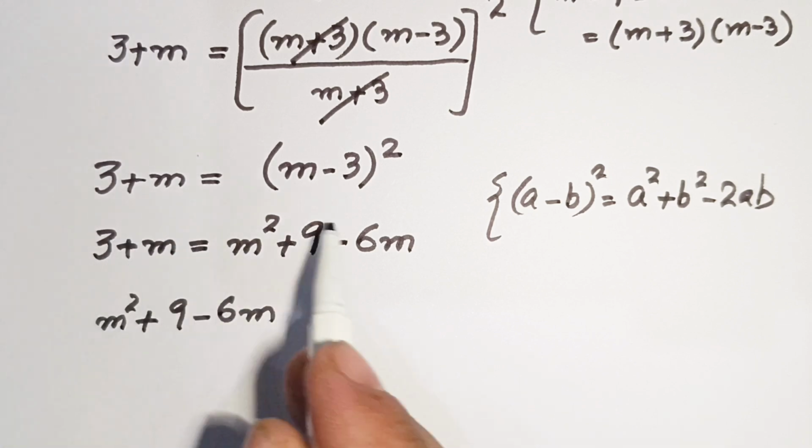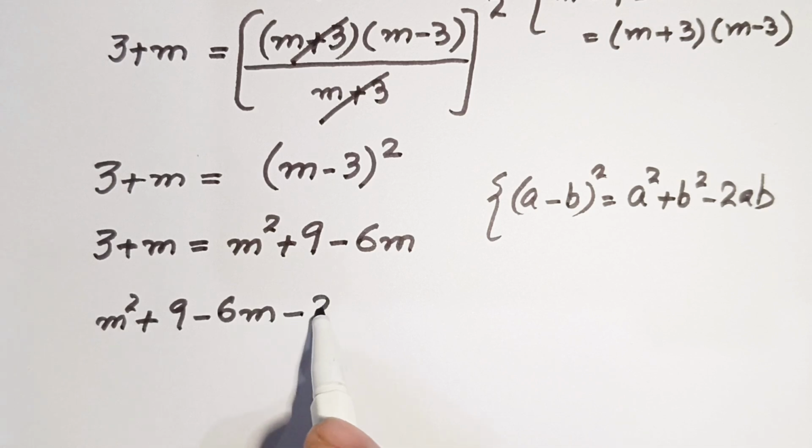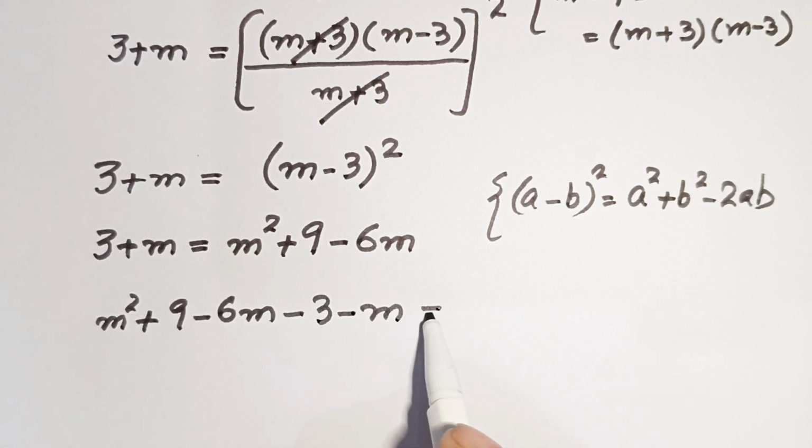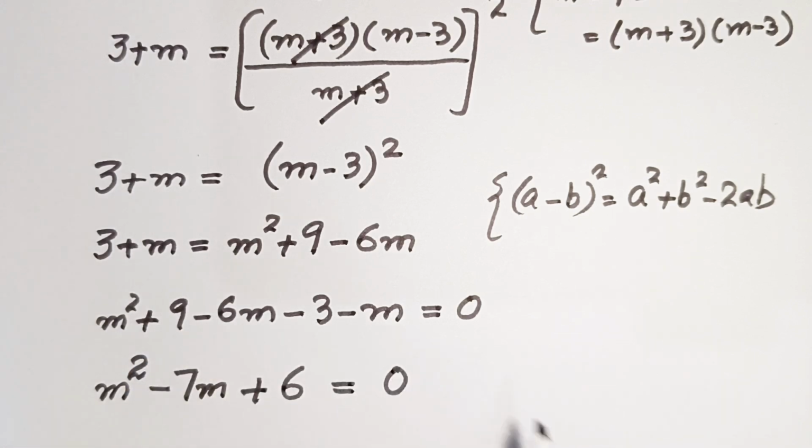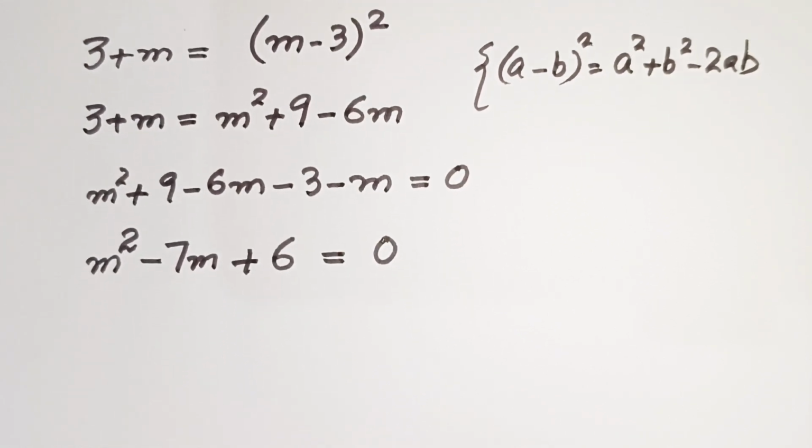If we shift this to our right-hand side, then we get minus 3 minus m is equal to 0. Now our next step is m squared, minus 6m minus m is minus 7m, and plus 9 minus 3 is plus 6, is equal to 0. Now it is a nice quadratic equation.